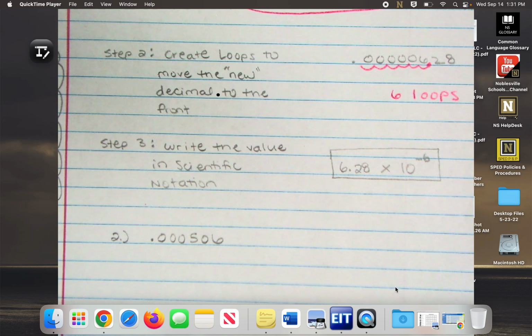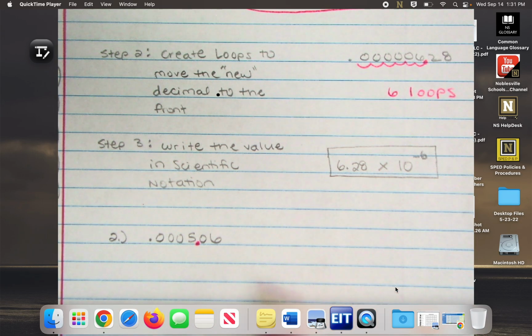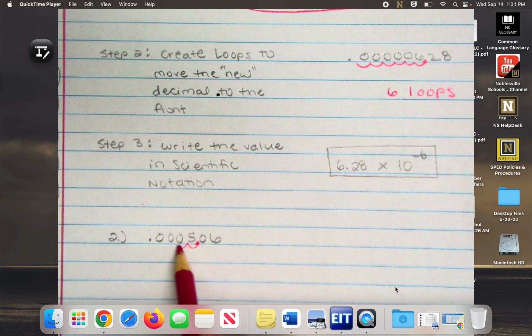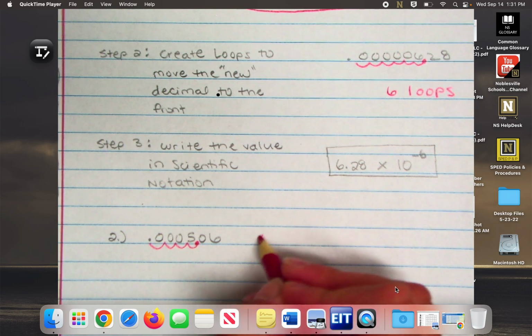Where will my decimal go? Lily McNew, where's my decimal going to go? Behind the 5. And then I'm going to create loops to move that to the front. I have 4 loops.